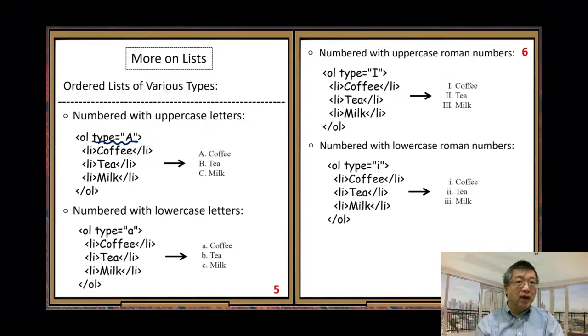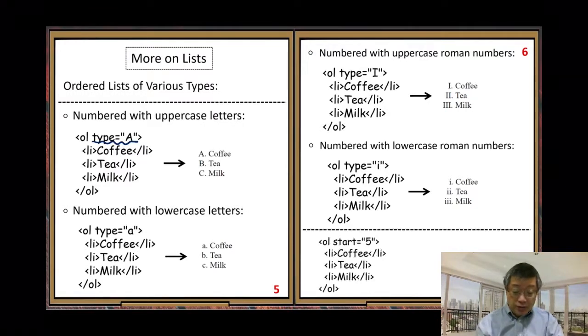There is another special way to use the list. Sometimes you want to start not from 1 but from somewhere in the middle. Here you want to start from item number 5. How about that? You use another special attribute, start. Start equals 5, like this. Why start from 5? Think about it.